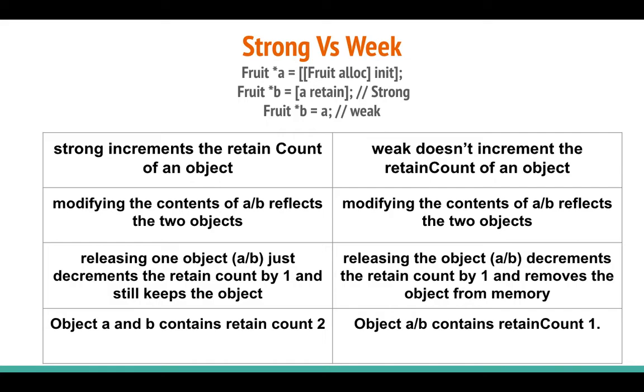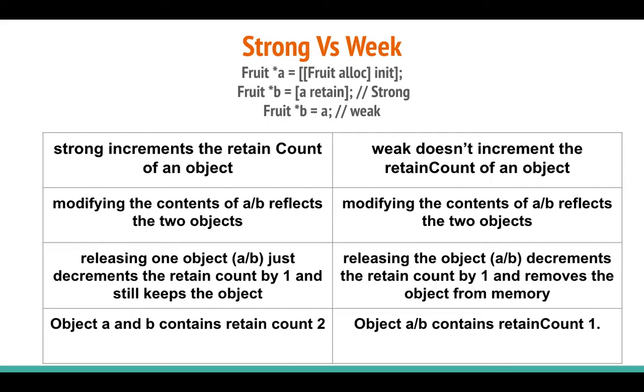So next, strong and weak. I have created one example for that. Fruit is a class, A is an object. We are allocating the fruit, allocating memory for that fruit class. So Fruit alloc means we are allocating the memory. For the fruit object B, A of A object assigned equal to, it is a strong reference. For the fruit of B, B equal to A, it is a weak reference.